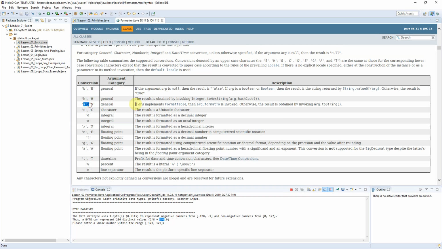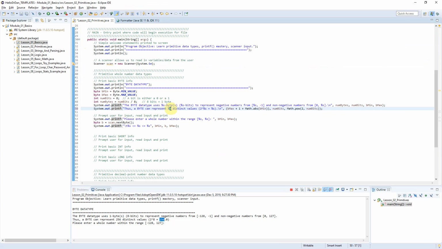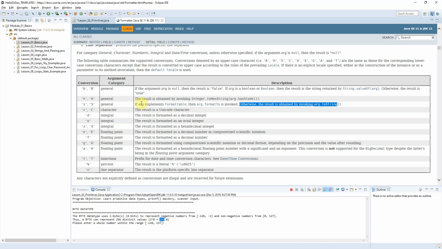Anytime you have that %s, it just says, hey, if this argument that I pass in implements Formattable, it basically prints it out somehow. Okay. However, there are some other particular key codes we can use in addition to just the s. In addition to s, we can also do d. If I want to format a number as a decimal integer, which we've been doing just fine, we'll look into that a little bit later.